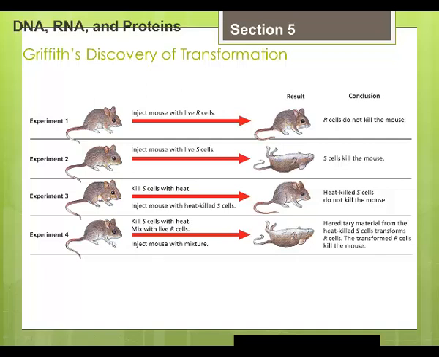And then in experiment number 4, he kills the S cells with heat, and he mixes it with live R cells. So remember back in experiment 1, R cells did nothing to the mouse. So he mixes the two. He combines experiments number 1 and experiments number 3. And in this case, he injects the mouse with a mixture, and then the mouse still ends up dying. So his conclusion was there had to be a transformation of R cells that ended up killing the mouse. So the R cells had to have picked up some of the dangerous genetic material that caused the death in mice.